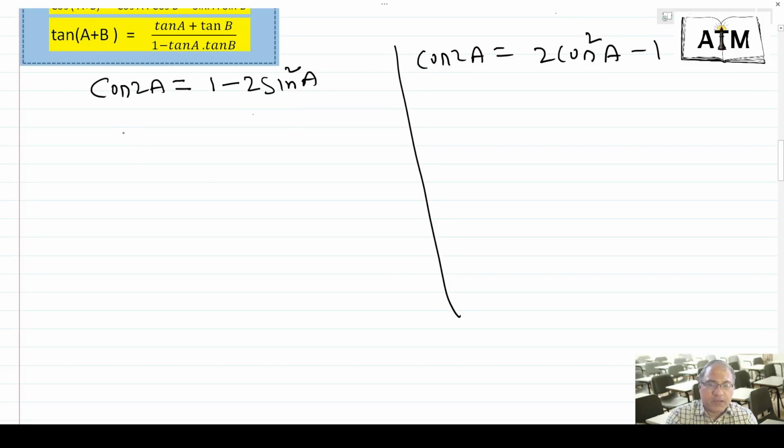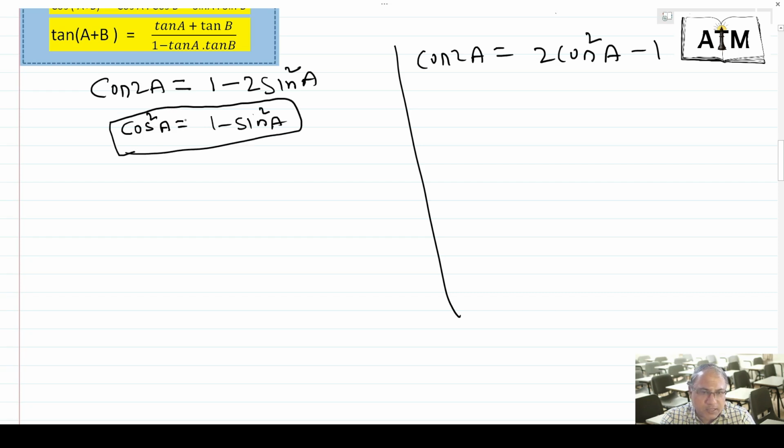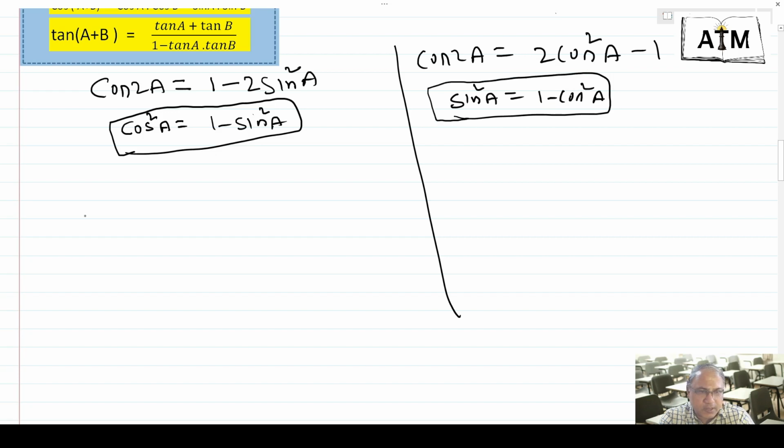Before proceeding, let us revise the formula. We know the basic formula cos square a equals 1 minus sin square a. I am going to use this formula in the next step. And for the second expression, we know that sin square a equals 1 minus cos square a. Remember these two formulae, I am going to use them a little later. Now here the basic formula for cos 2a is nothing but cos square a minus sin square a.